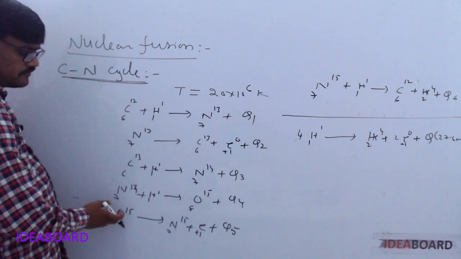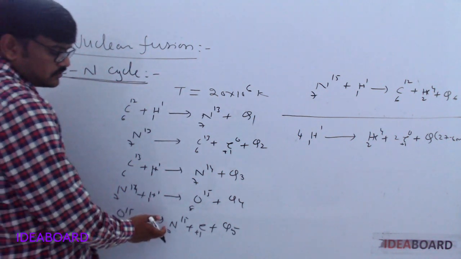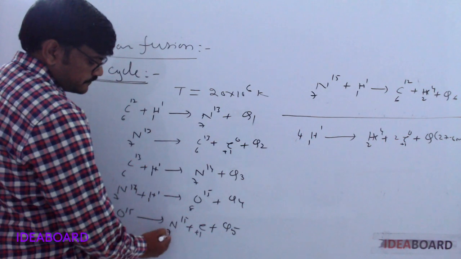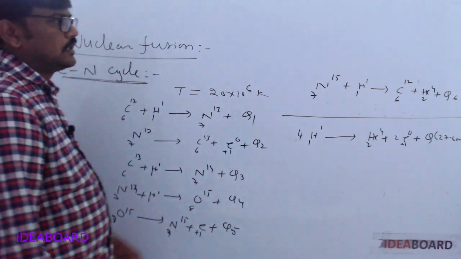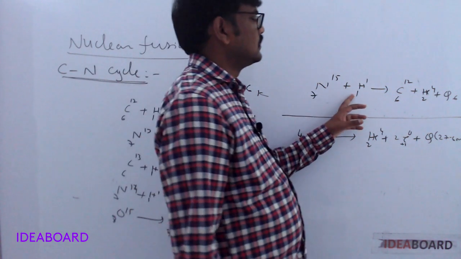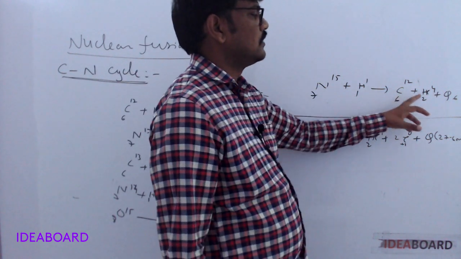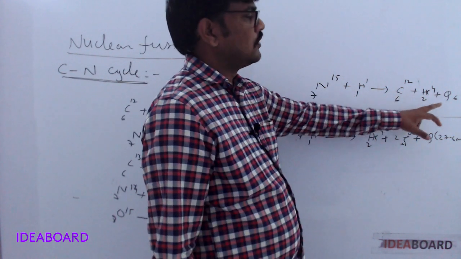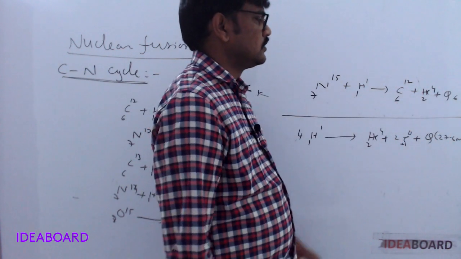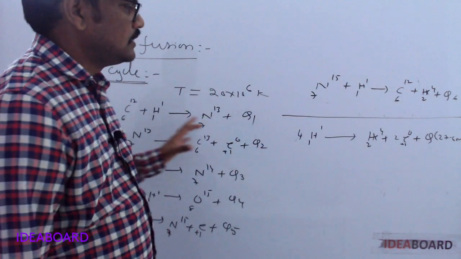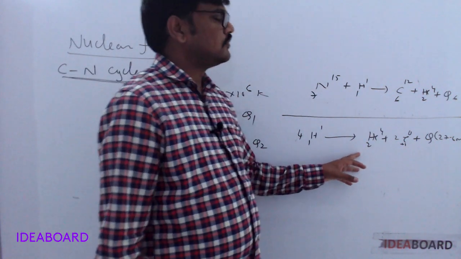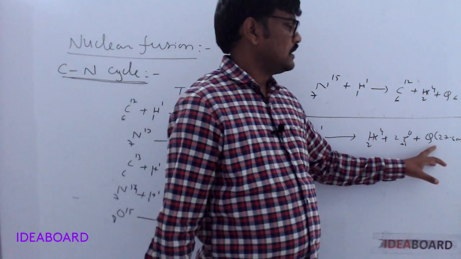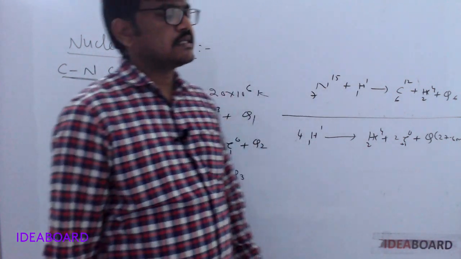Again oxygen-15 becomes nitrogen-15 and releases one positron and some energy. Again nitrogen-15 combined with one more proton, we get carbon-12 and helium-4 and release of energy, we say that Q6. And combining all these expressions, 4 protons are combined, we get helium-4 and 2 positrons and release of energy 27.6 MeV.